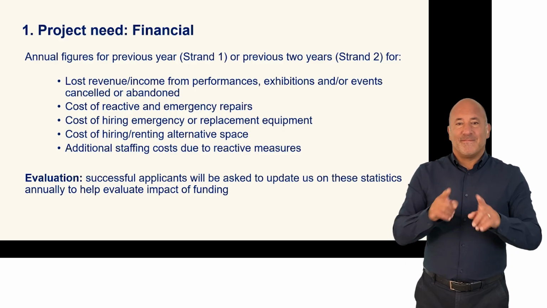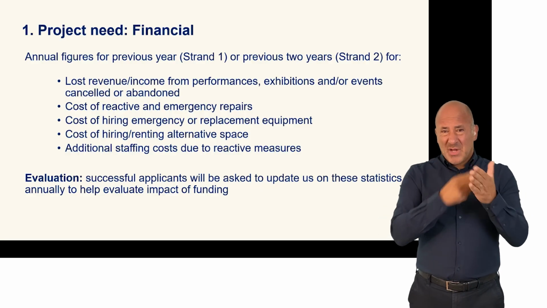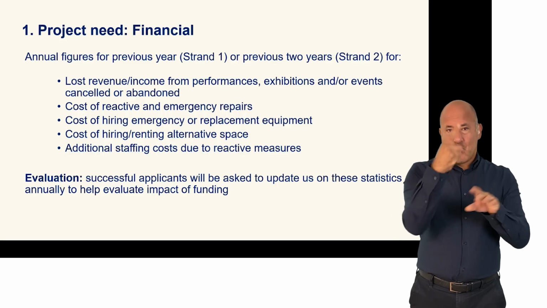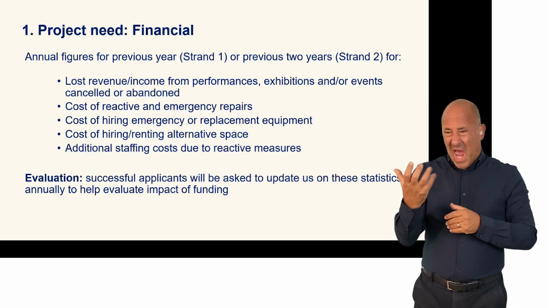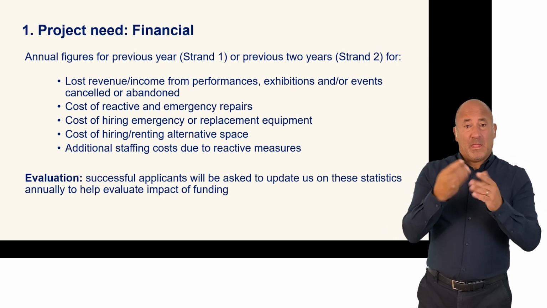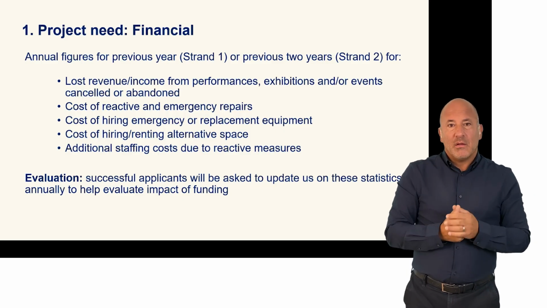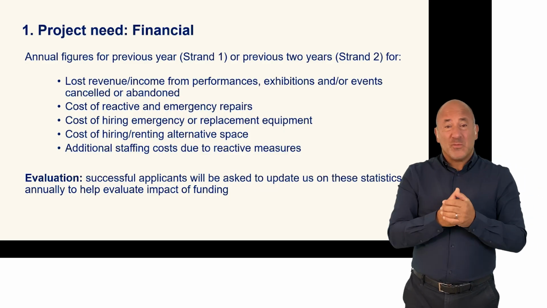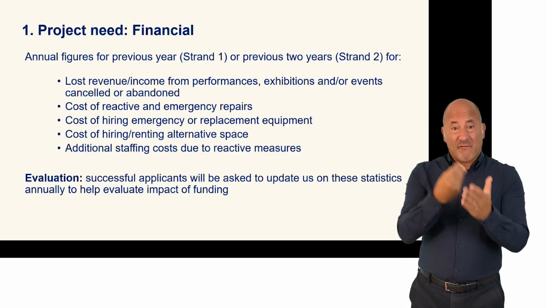We will also ask you to evidence the financial impacts due to asset failure and degradation. Here we will ask you for annual figures, again, 1 year for strand 1 and 2 years for strand 2, for lost revenue or income from performances, exhibitions and or events cancelled or abandoned, the cost of reactive and emergency repairs, i.e. not routine maintenance, the cost of hiring emergency or replacement equipment, cost of hiring or renting alternative space, and additional staffing costs due to reactive measures.